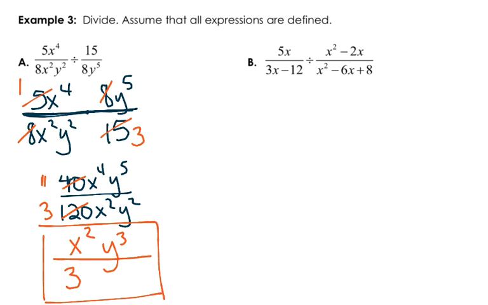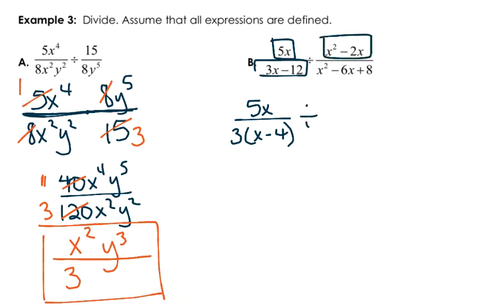Alright, let's try one a little bit trickier. First thing we're going to do is factor. So I can't factor this 5x, so I'm just going to leave it alone. So I've got 5x. This denominator here I can take out a GCF. So I have a 3x minus 4. Divided by, I can take out a GCF in this numerator, so I've got x minus 2, and in my denominator here, negative 4 times negative 2 is going to give me 8, and it's going to add up to negative 6, so x minus 4, x minus 2.